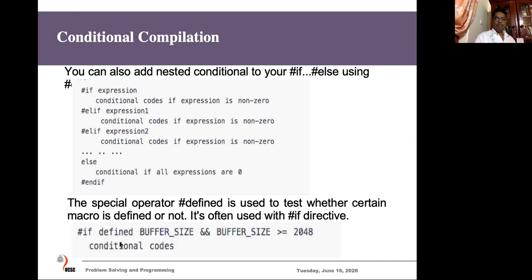So for example, we can say if defined buffer size, and if that buffer size is greater than 2048 bytes, let's say we have to do something. Then that part we can include here. Sometimes on some computers buffer sizes are small; in some hardware, buffer sizes are large. So using this if, we can say if the buffer size is this size, do this. If it is smaller than this, maybe we have to do something else.